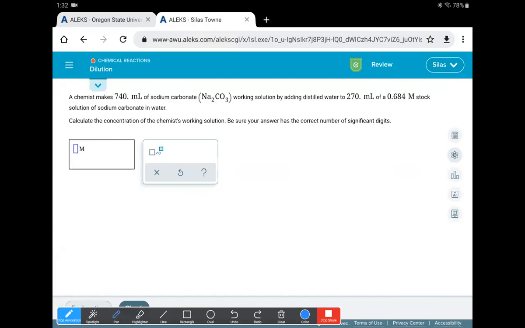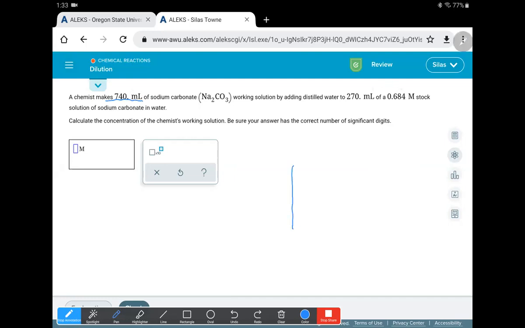All right, in this problem, we're looking at dilution, right? And what does dilution mean? It usually means you're adding additional solvent to a pre-made mixture. And so in this question, it asks, a chemist makes 740 milliliters, 3 significant digits, of sodium carbonate solution by adding distilled water to 270 milliliters of a 0.684.